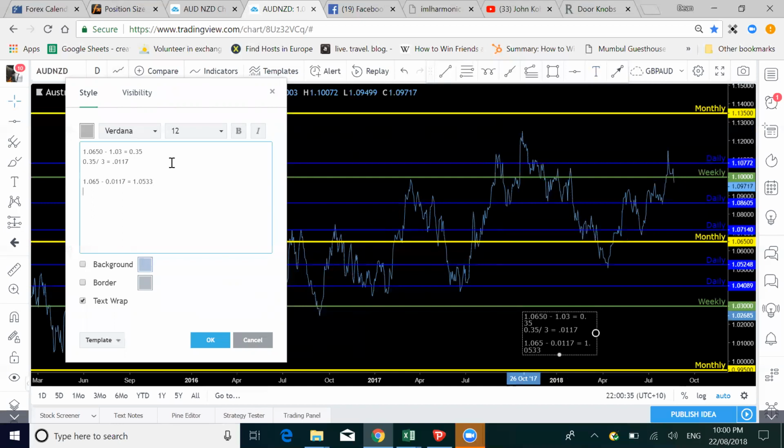1.0533. And then if I take that 1.0533 minus 0.0117 equals 1.0416. Take off the last range, and that'll be the 1.03, which you already know is correct because that's our weekly line.